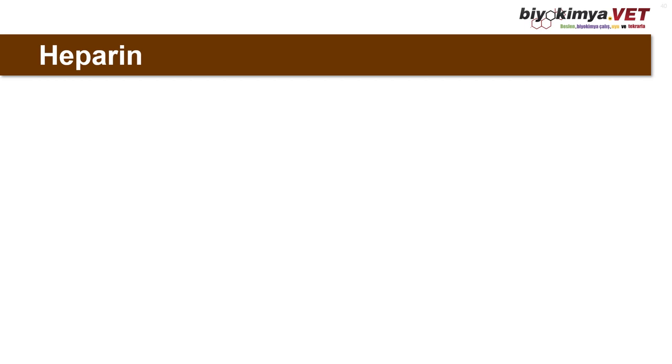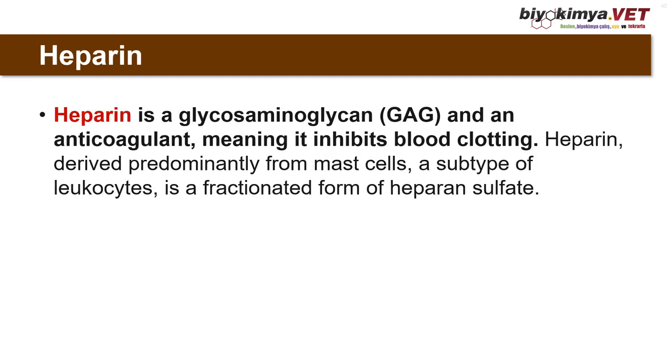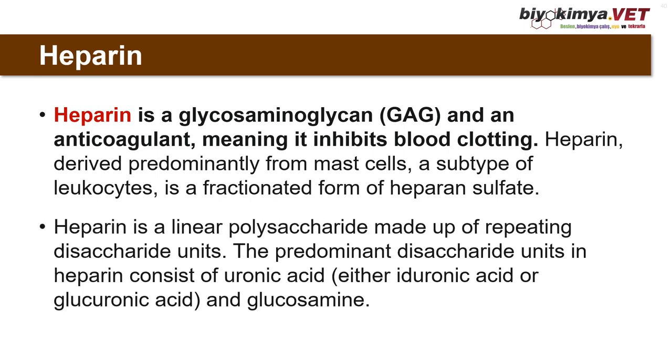And it stands for heparin. Heparin is a glycosaminoglycan, another GAG, and an anticoagulant, meaning it inhibits blood clotting. Heparin, derived predominantly from mast cells, a subtype of leukocyte, is a fractionated form of heparan sulfate. The difference from heparan sulfate is that it is much more sulfated. Heparin is a linear polysaccharide made up of repeating disaccharide units.